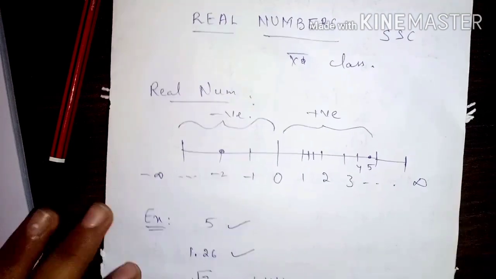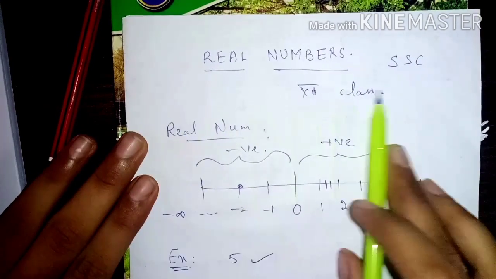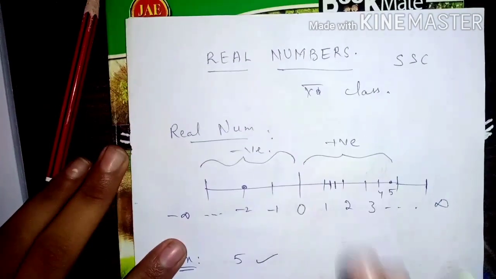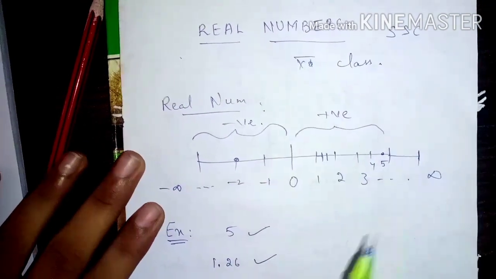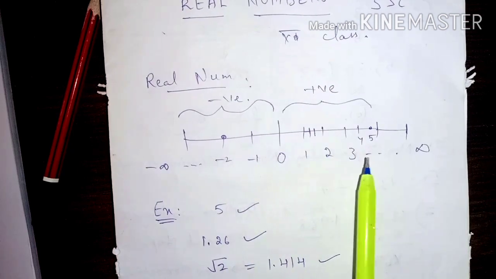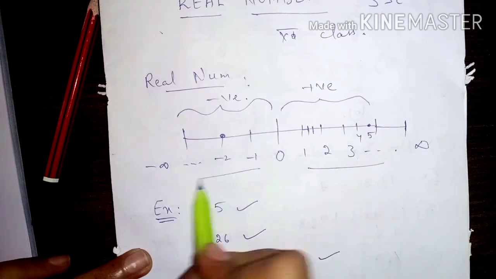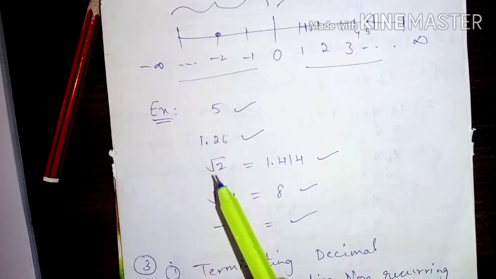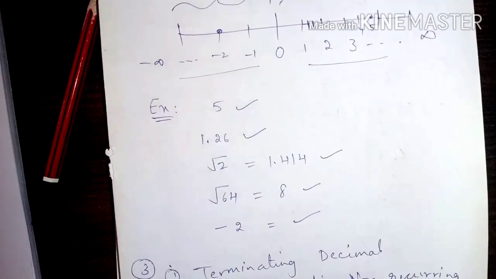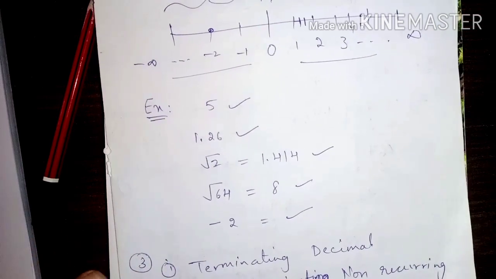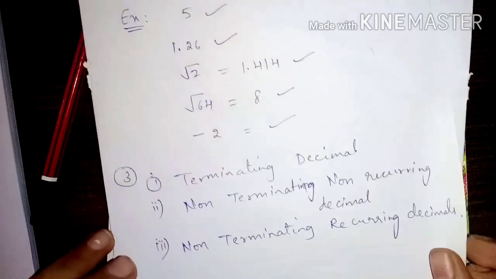I suggest you all write a note so that you can follow with me and you can also revise whenever needed. So I'll give a brief conclusion on what we learned today. Real numbers are numbers which can be plotted on a number line. The number line consists of 0, positives and negatives. Examples of real numbers are 5 and 1.6, because all these numbers could be plotted on this number line. There are basically 3 types of decimal numbers: terminating decimal, non-terminating non-recurring decimal, and non-terminating recurring decimal.